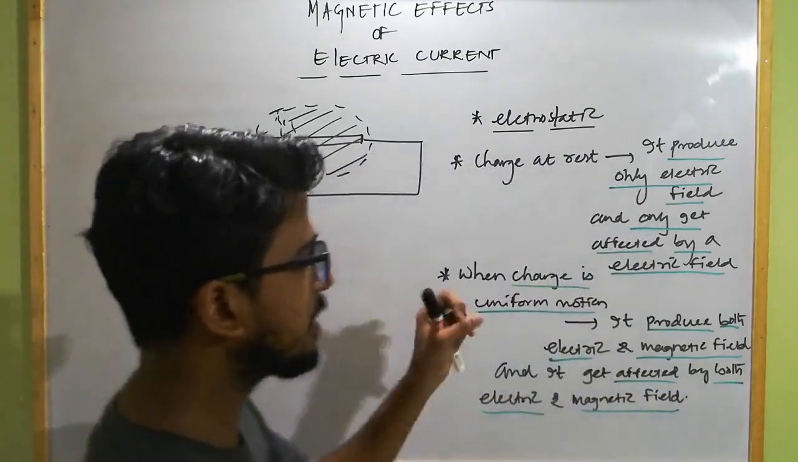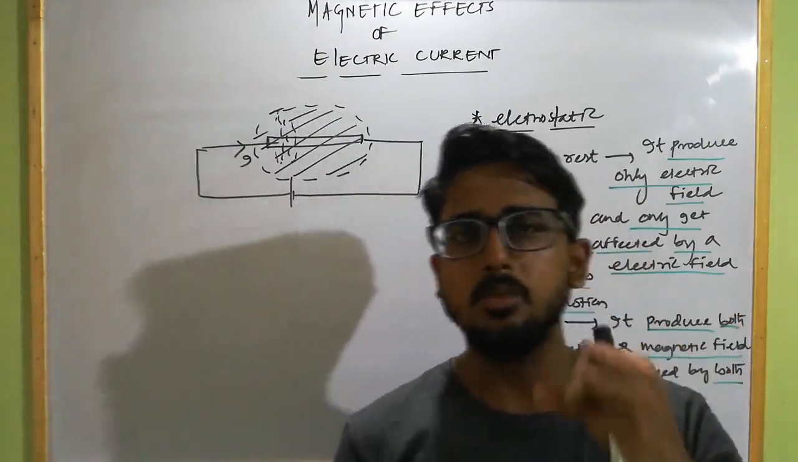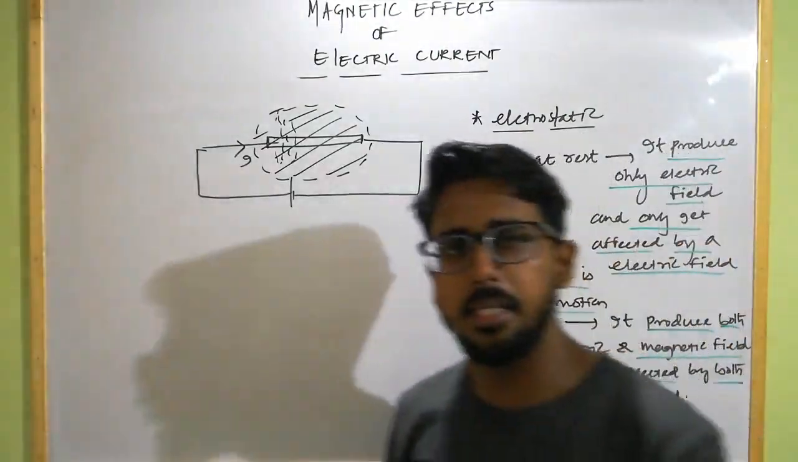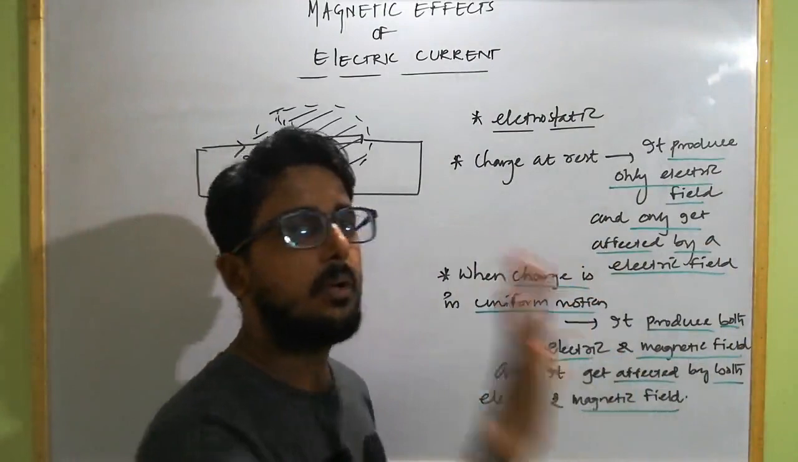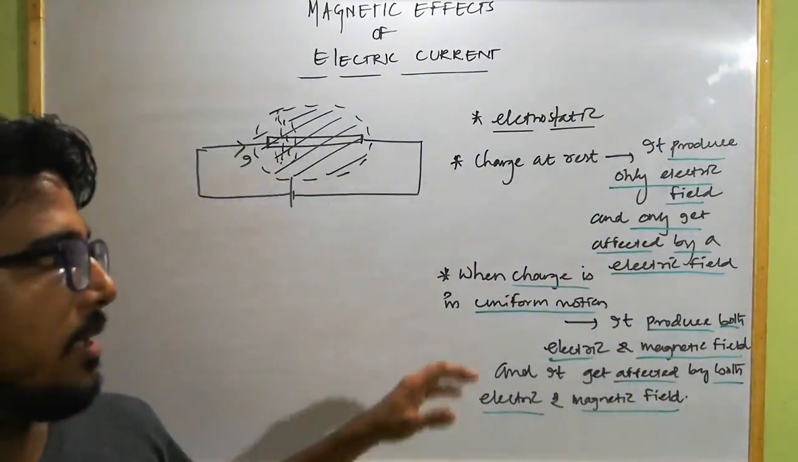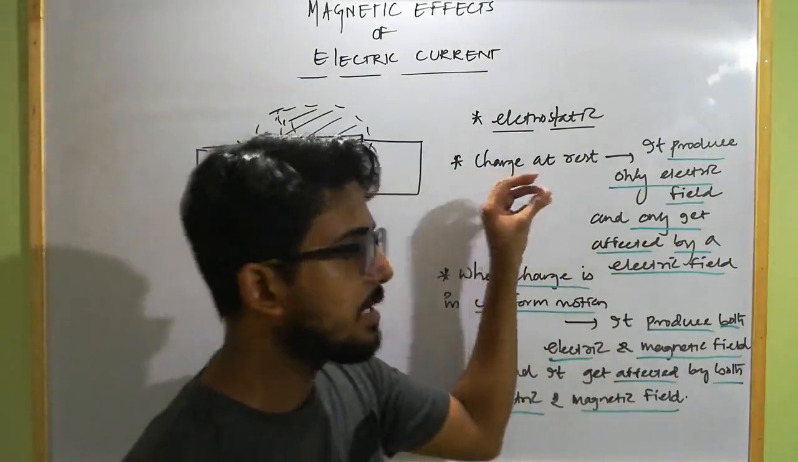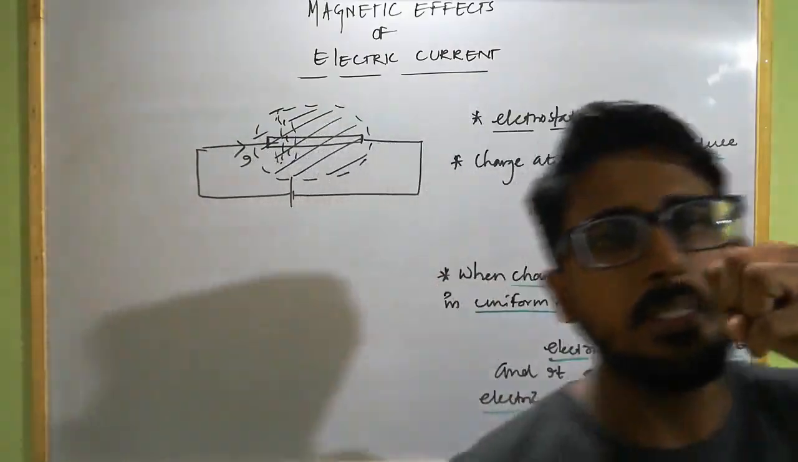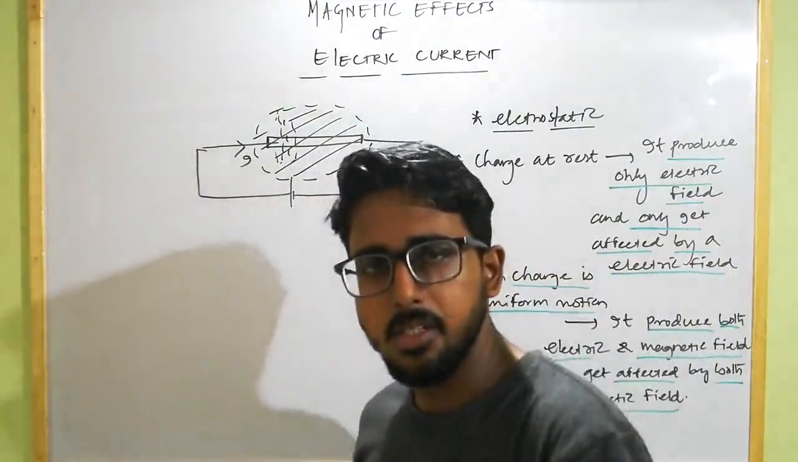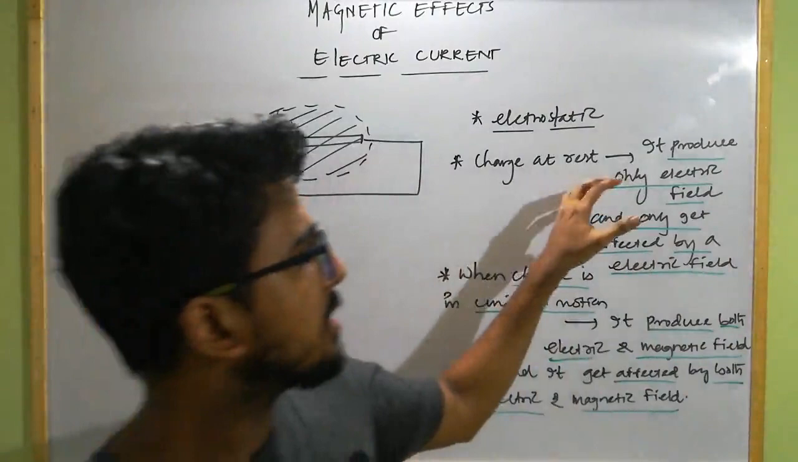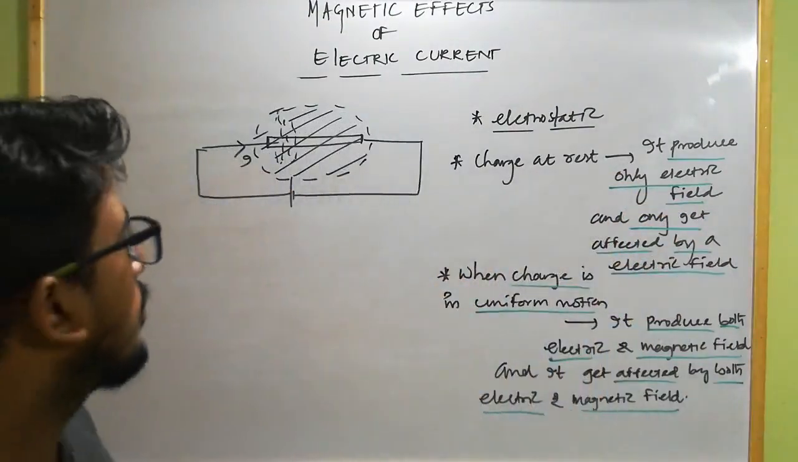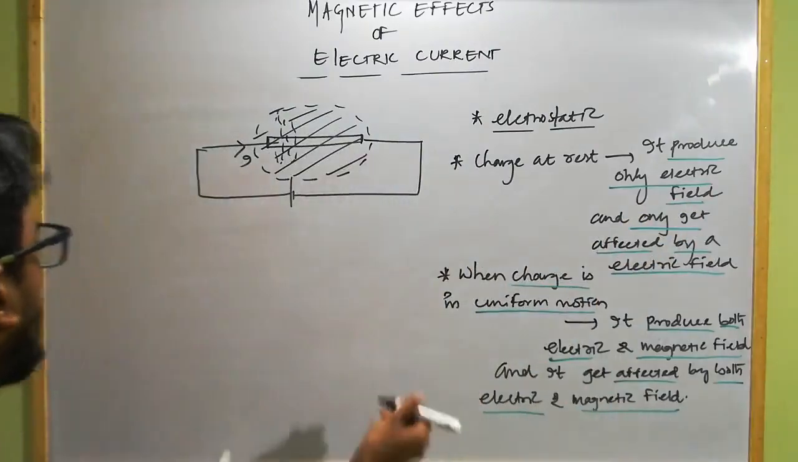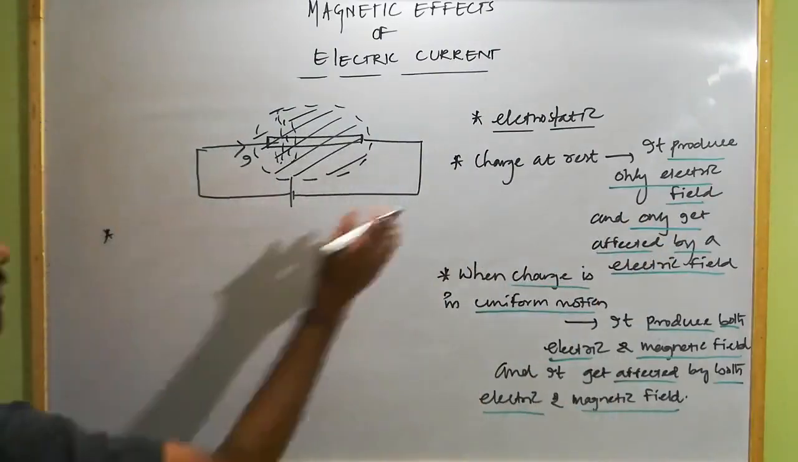So a charge in motion has the capability to produce both electric field and magnetic field, and it can be affected by both. But if a charge is at rest, it has the capability to produce only an electric field surrounding it, and it can only be affected by an electric field. Clear? But in case of a current carrying conductor, you have to remember these points.